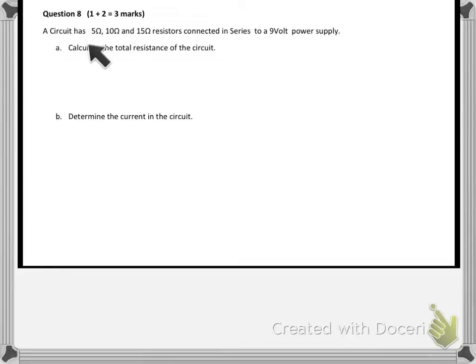So a circuit has 5 ohm, 10 ohm, and 15 ohm resistors connected in series to a 9-volt battery power supply. Calculate the total resistance of the circuit. Total resistance of a series circuit is found through the addition of all the 3 resistors. So total resistance is resistance 1 plus resistance 2 plus resistance 3. That's simple: 5 plus 10 plus 15 is 30 ohms.